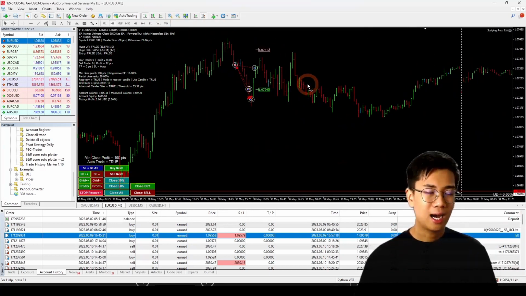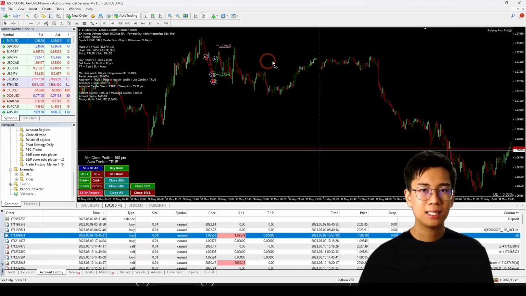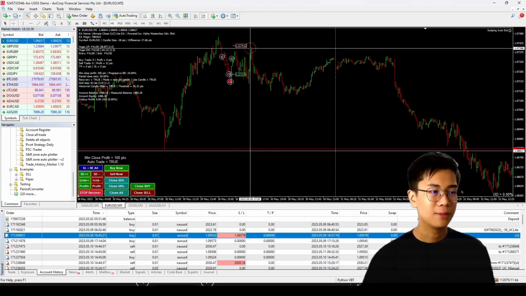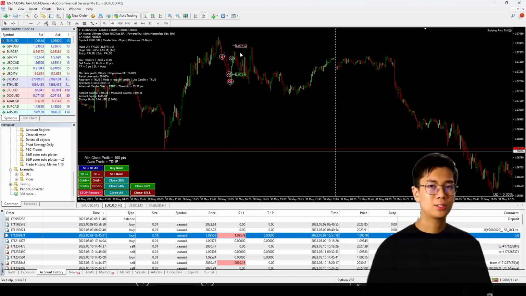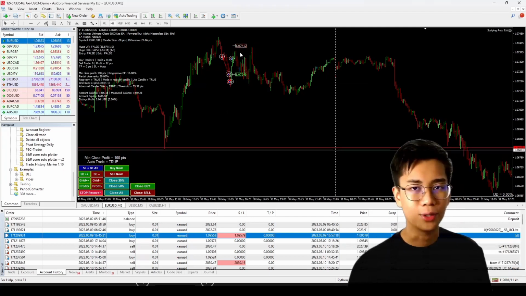And how to exit accurately is not your job. The robot will handle it for you. And you see, I exited exactly at the bottom of the market, just before it reversed out. So the robot can exit for you.